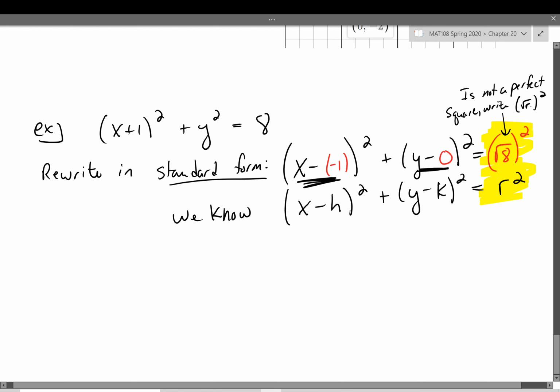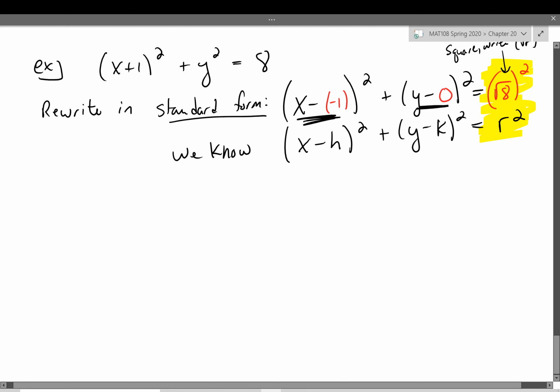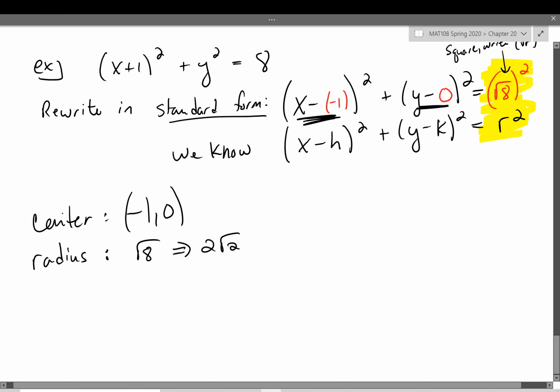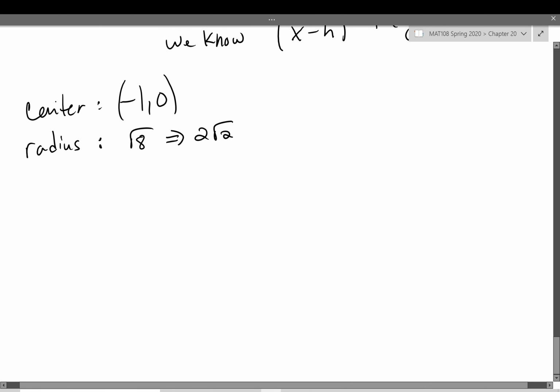All right? So now that we know that, let's go ahead and graph this, okay? So our center here is going to be -1, 0, and our radius is going to be the square root of 8, which we know reduces down into 2 square root of 2, okay? So here's my center, -1, 0. All right, now what I have to do is go out 2 square root of 2 units.